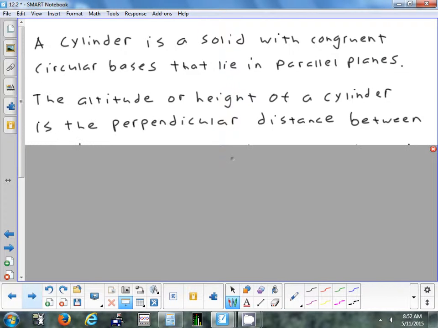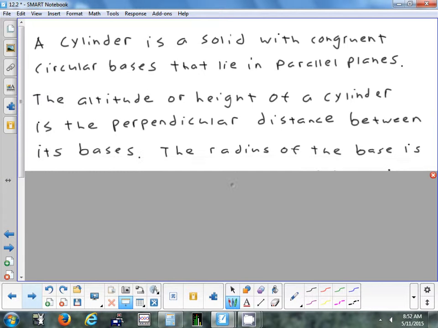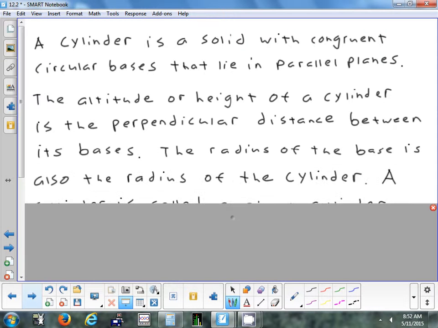Okay, but they always have circular bases. Okay? Height, still the distance between the two bases, so you don't even need to copy that over. It's the same as a prism. Okay, the radius of the base is the same as the radius of the cylinder. So if I ask you, what's the radius of the cylinder, just tell me what the radius of the base is. Okay, it's the same thing.